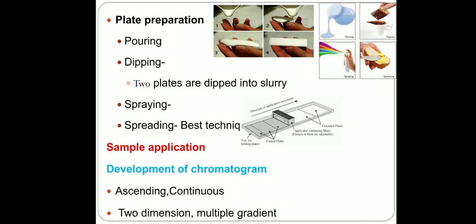Next, the sample application. Usually the sample should first be dissolved in a particular solvent, then applied by using a capillary tube or micro syringe or micropipette. That is the same technique as that of our paper chromatography.